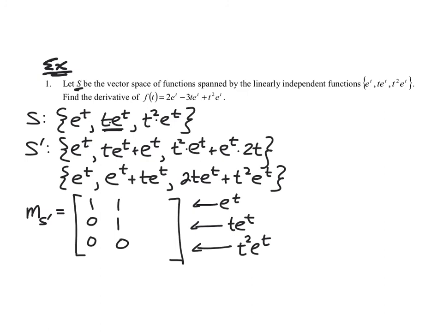Then the last one has a 2t e to the t. So it doesn't have the e to the t part of it, right? So coefficient of 0 for that. But it does have a t e to the t term, but its coefficient is 2, so it gets a 2. And then it also has a t squared e to the t, but with a coefficient of 1.